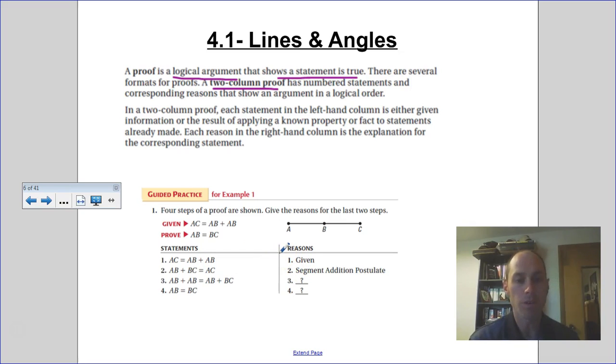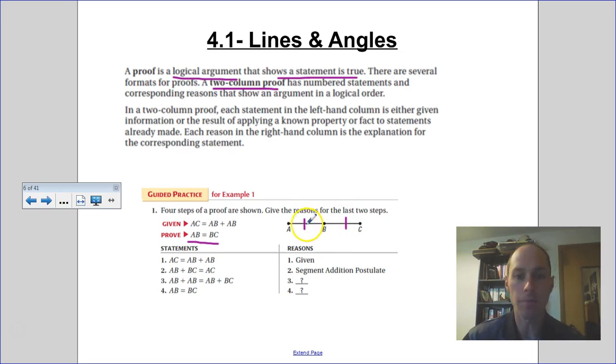So another type of proof that we'll take a look at is a paragraph proof. We'll talk about that later on in the lesson. Then we'll also get into flow proofs in later units as we learn more about proof. So the big thing about proof is to just pick a way that you can present a logical argument to prove a statement true. So in this first case, we want to prove that AB is congruent to BC. So we want to show that these two are congruent.